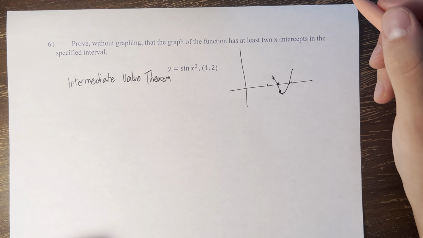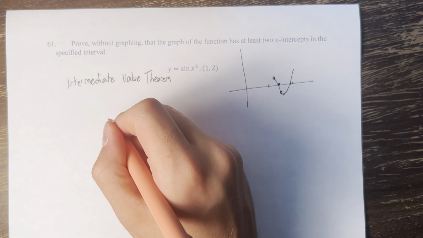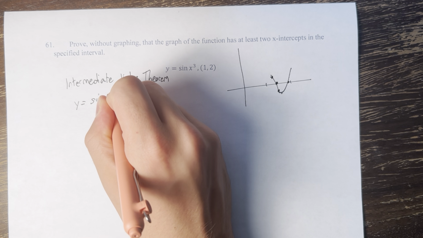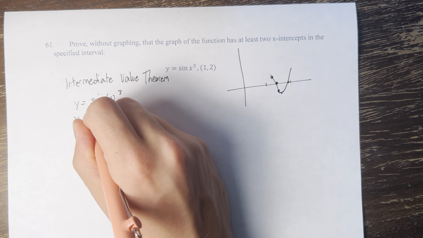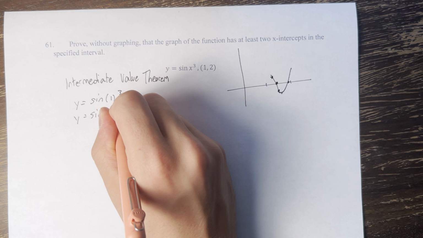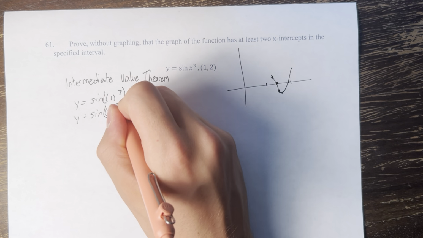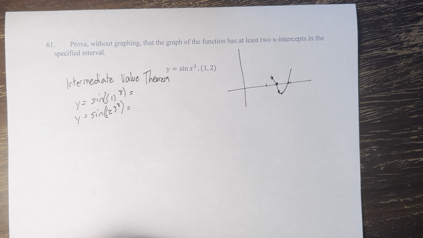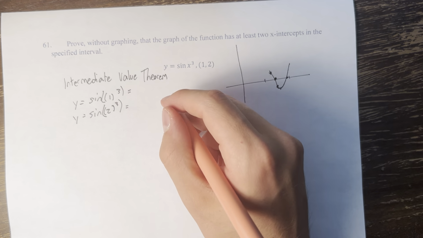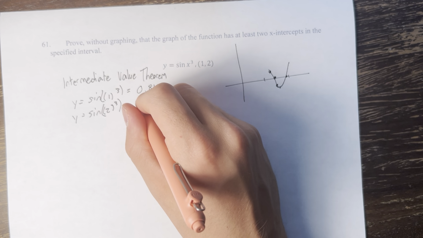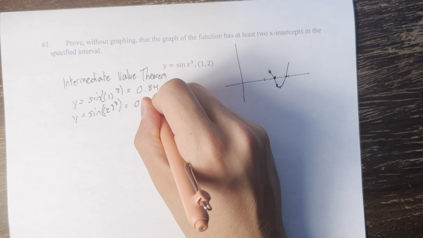And so if we're looking at the interval from 1 to 2, we can take y is equal to sine of 1 cubed, and y is equal to sine of 2 cubed. And all you have to do is plug this into your calculator, and you'll get that this is approximately 0.84, and this is equal to 0.989.